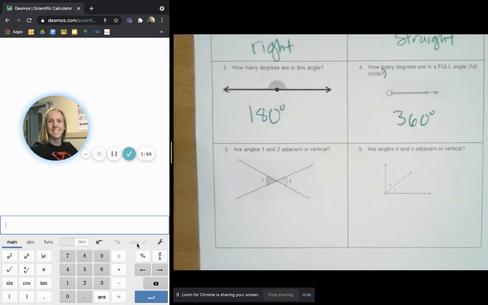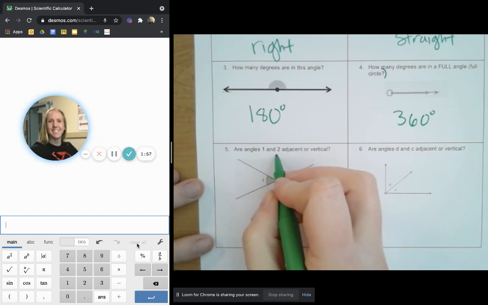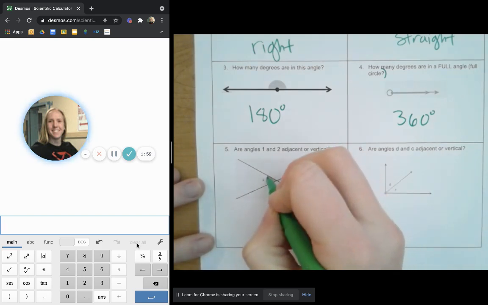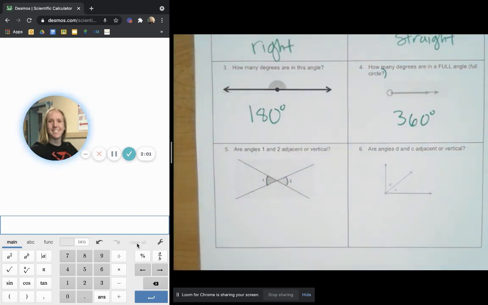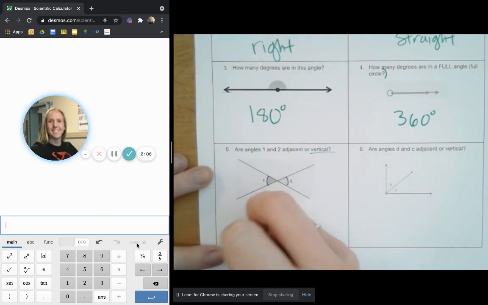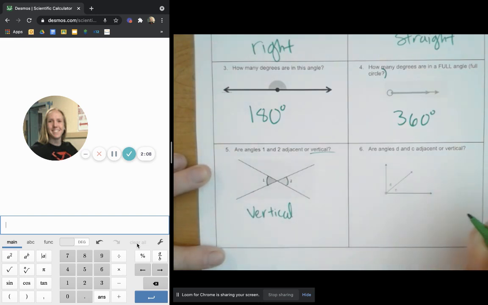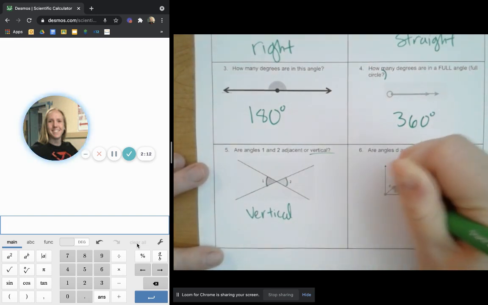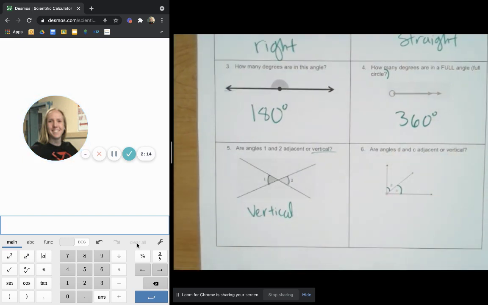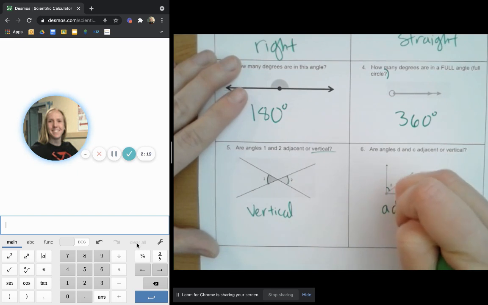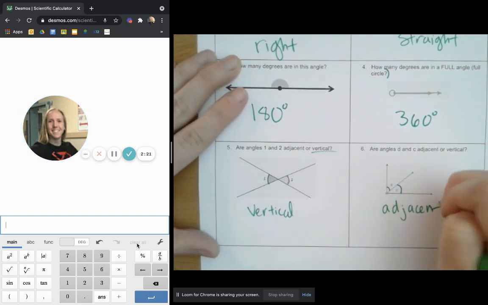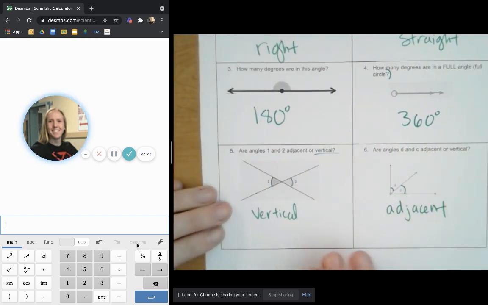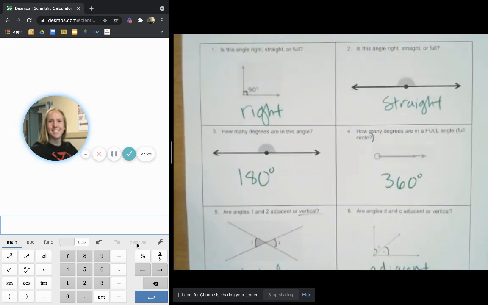All right, number 5, angles 1 and 2, are they adjacent or vertical? So here's angle 1, here's angle 2. They are on opposite sides of each other. They are mirrored, which means that they are vertical. Angles D and C, are they adjacent or vertical? So we've got an angle here and an angle here. Those are sharing the same vertex and they share a side. Those are right next to each other, or adjacent. Vertical means opposite from each other. Adjacent means right next to each other.